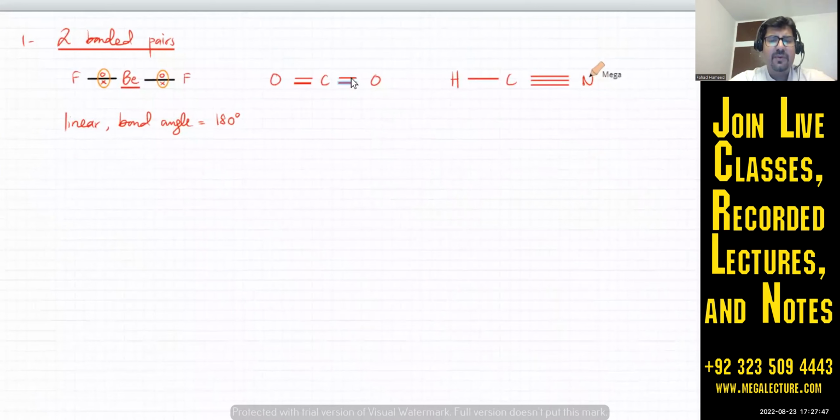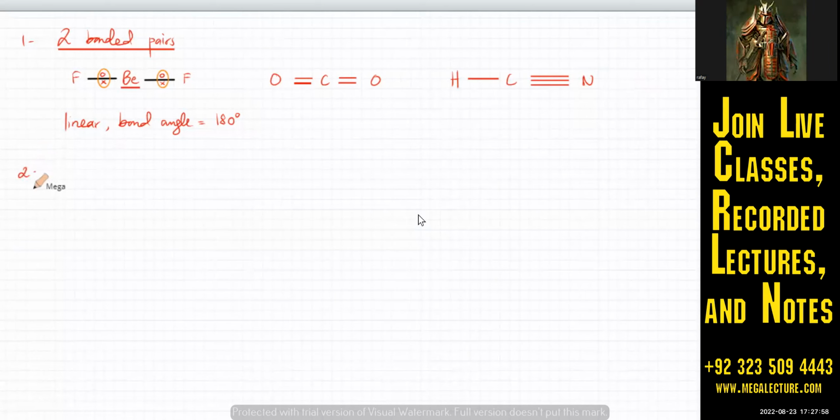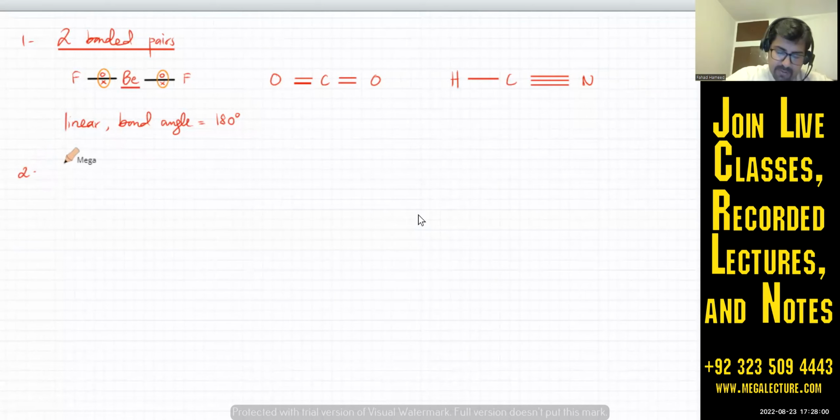Think of a double bond as one thing. One bunch over here, one bunch over here. They'll try to be as far away from each other as possible. Is that clear? जी sir. As a second part, what if you have three bonded pairs?